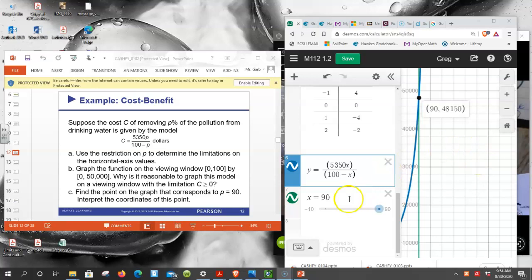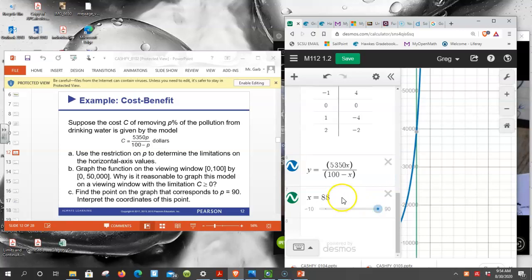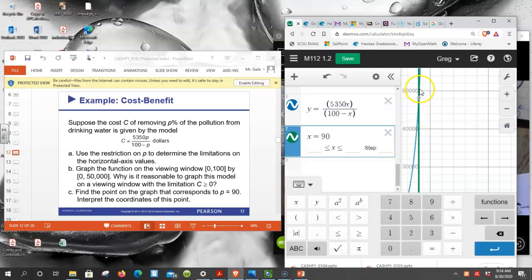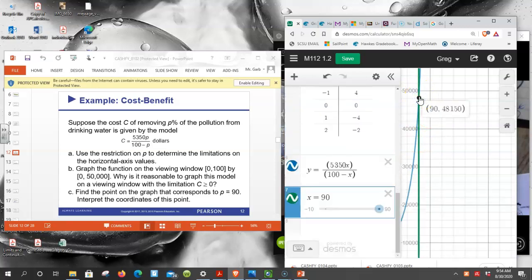So the trick was with the cost of 90. So how to find that? It's really hard to click where it is. So 90, you can see down here, you can change that. So this is the cost. So we went in here manually and we type in x equals 90, and that'll tell us the cost at 90. And then you can click right on the dot. And so it's about $48,150. All right, that's how much it would cost for the company to clean 90% of the pollution.